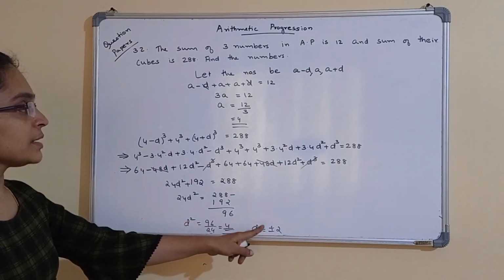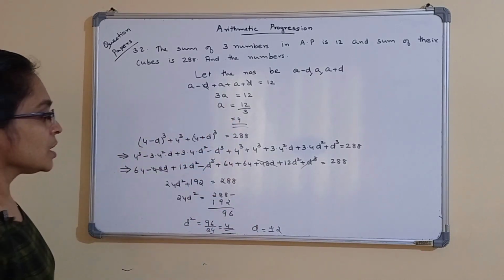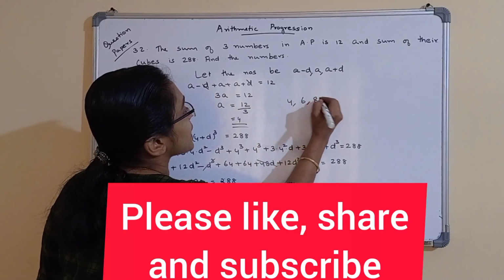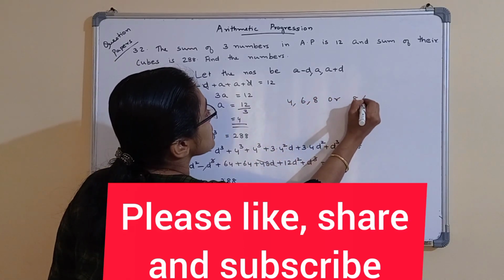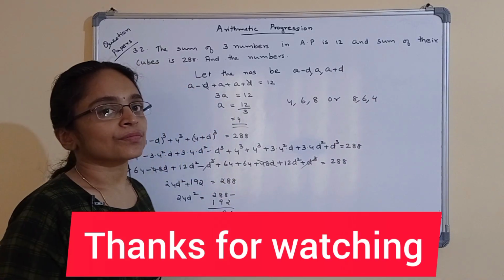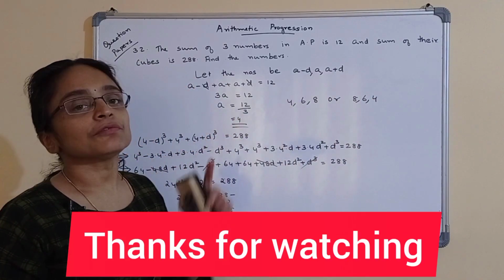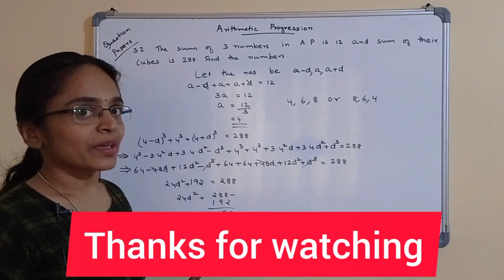d is plus or minus 2 and a is 4. So, the numbers are 4, 6, 8, or 8, 6, 4. That is, the numbers are 4, 6, 8. Okay, understood?